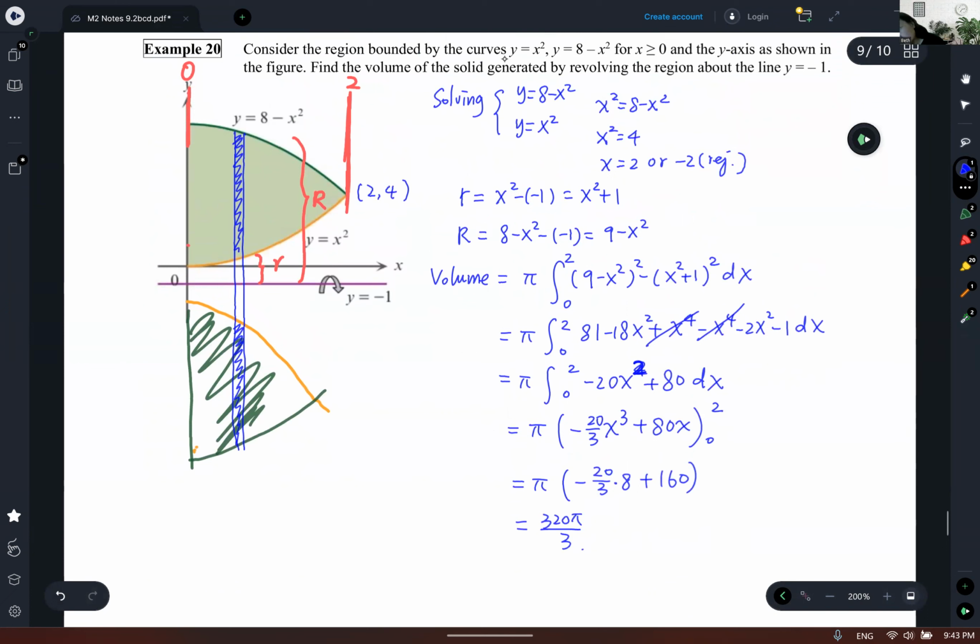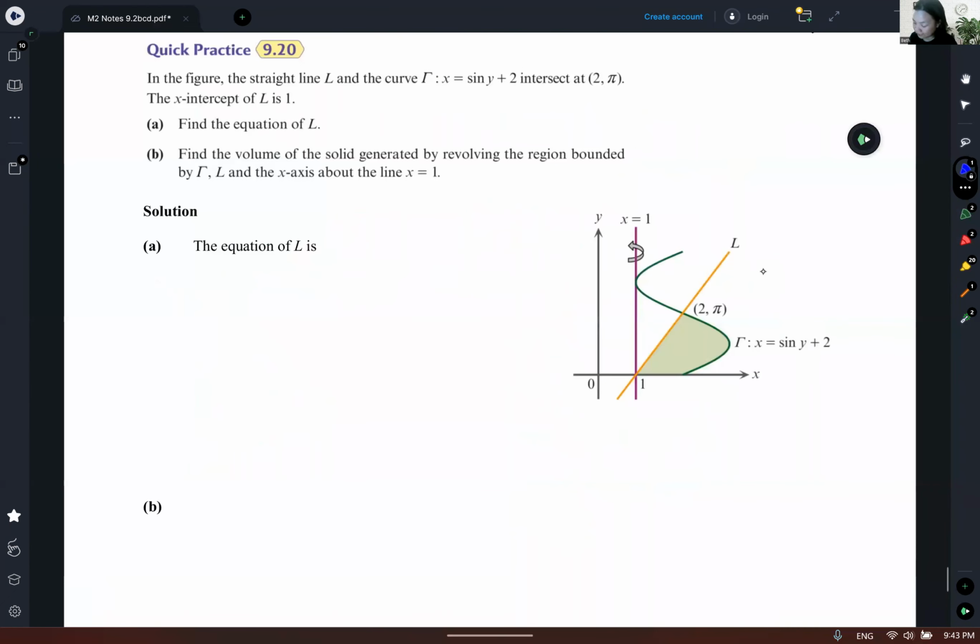Class practice. In the figure, the straight line L and the curve gamma intersect at (2, π). The x-intercept of L is 1. Find the equation of L.